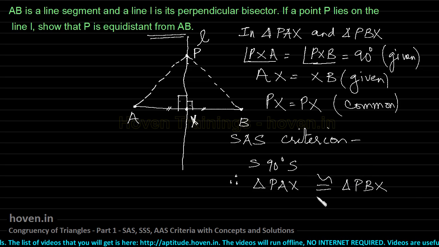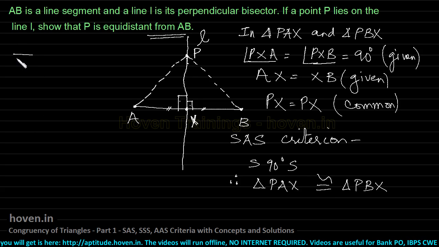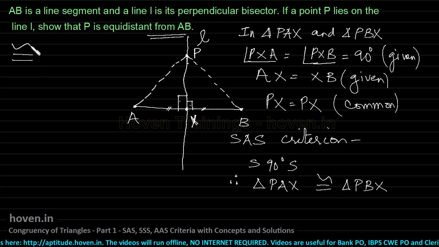This sign is called the sign of congruency. It is two bars and a tilde like this. They are two congruent triangles. So triangle PAX has been proven congruent to triangle PBX solely on the basis of reasoning and on the support of this SAS axiom. Now, if these two triangles are congruent, then their respective sides have to be equal.